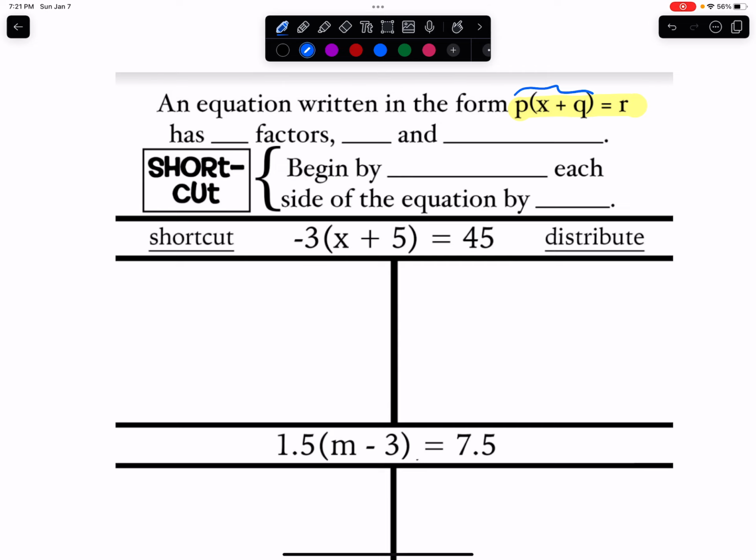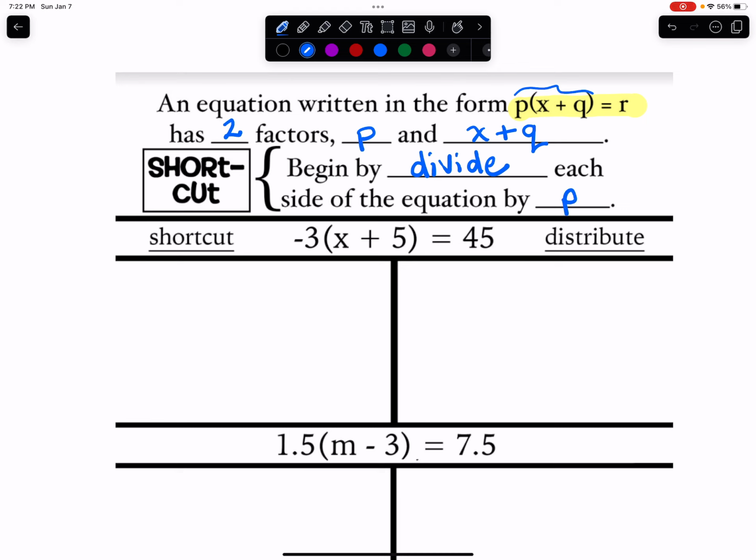So this equation here has two factors. One is the number in front of the parentheses that we are calling p, and the other is what's inside the parentheses, which is the x plus q. So we can just distribute, which means we'd multiply the number in front of the parentheses times each term inside the parentheses and then solve that two-step equation the way that we have learned how to do. Or there's also a shortcut where we can actually divide both sides of the equation by the number in front of the parentheses, the p.